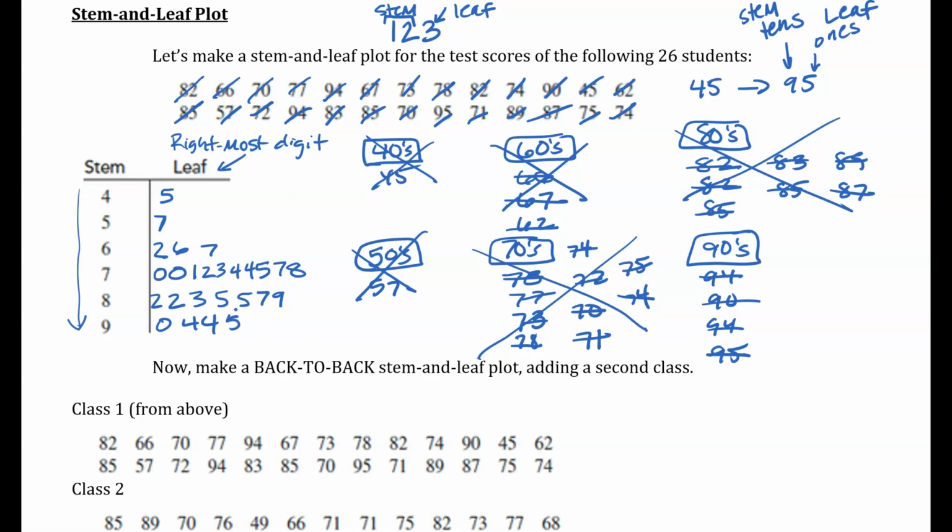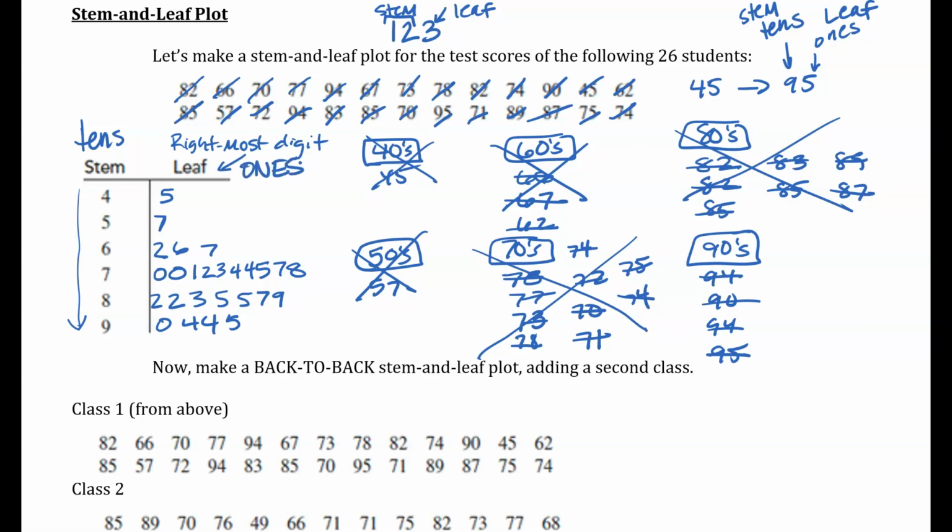Okay, so just to reiterate, the stem in this example is the tens place, but it could also be the ones or the hundreds place or thousands place, depending on how big the numbers are. But in this case, it's just the tens. And then the leaf is always the rightmost digit. In this case, it is the ones.